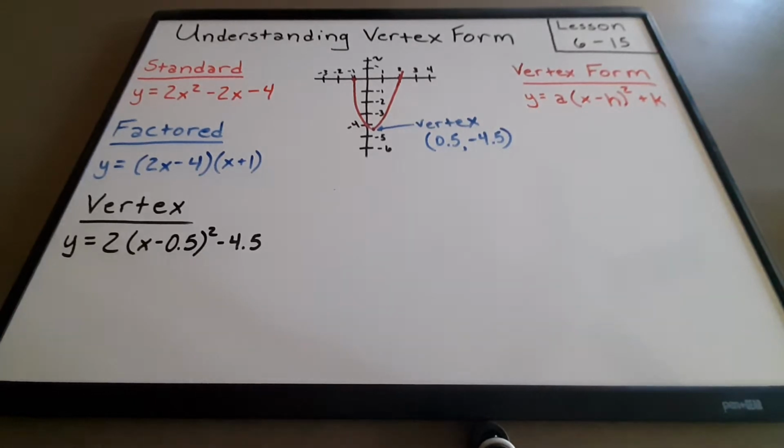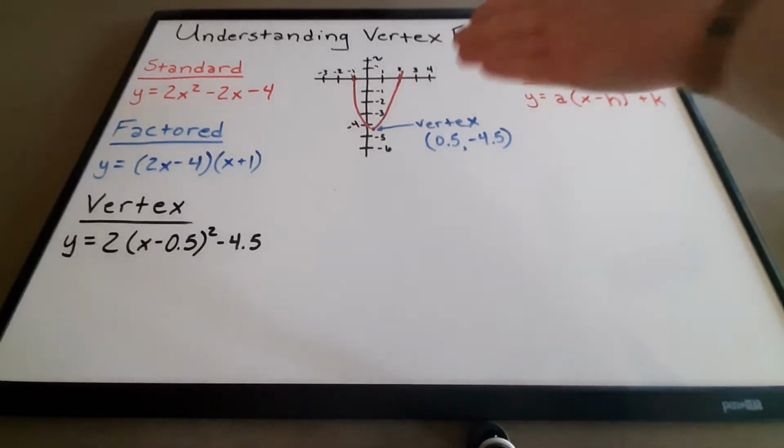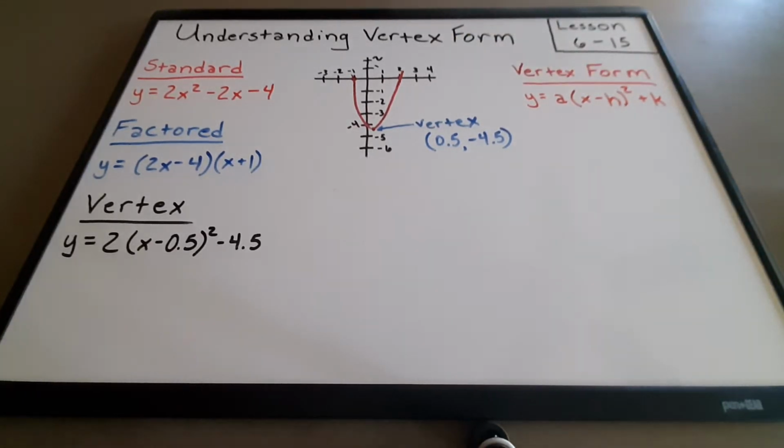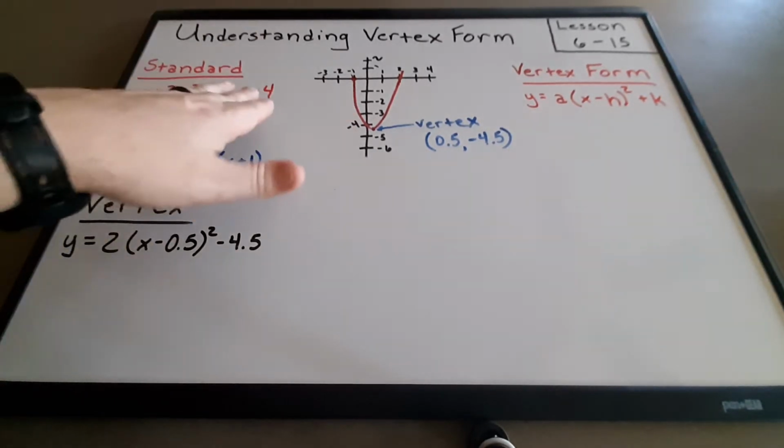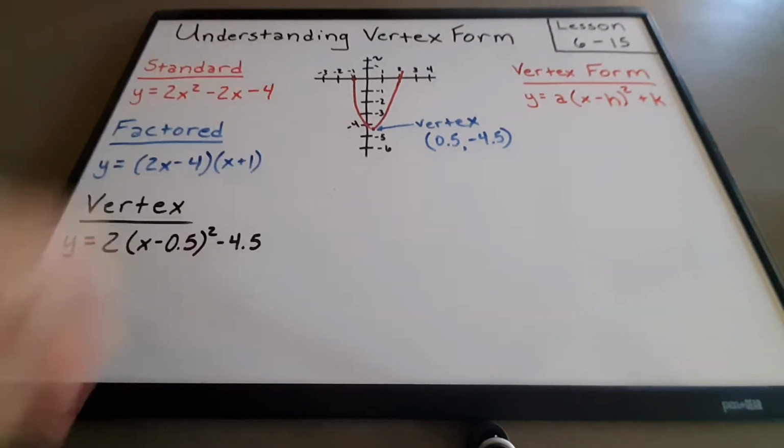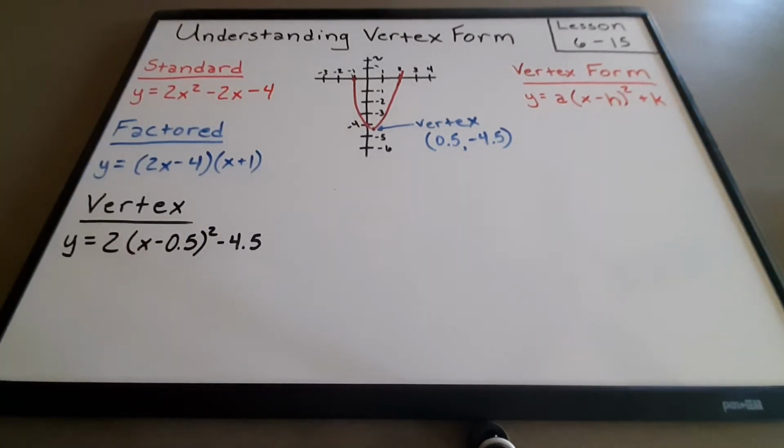So vertex form is a new form of a quadratic. So far we've learned about standard form on the top here, y equals 2x squared minus 2x minus 4. That equation represents the parabola, the quadratic in the middle here. If you remember, standard form tells us the y-intercept. So notice a -4 here. Ours crosses the y-axis at -4.